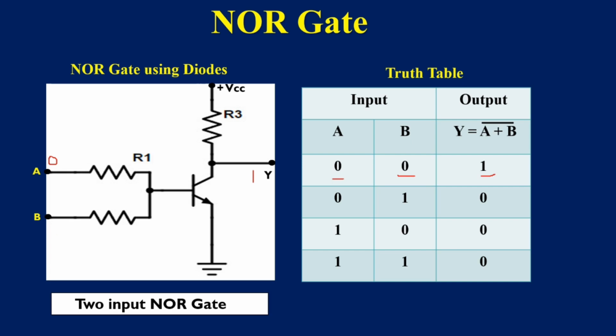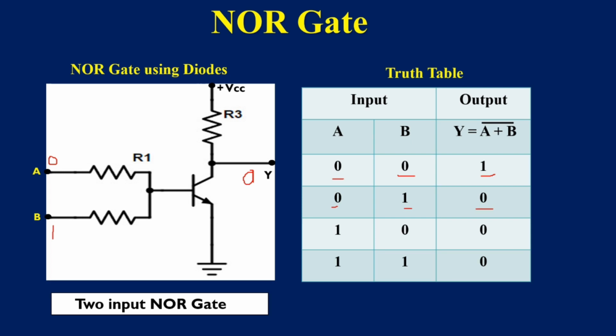Now I am making A as 0 and B as 1. When B is 1, this is given to the base of the transistor. Now the transistor is in the saturation position. In the saturation position, the transistor conducts. So the output voltage will be equal to 0. So when A is 0, B is 1, the output voltage will be 0.